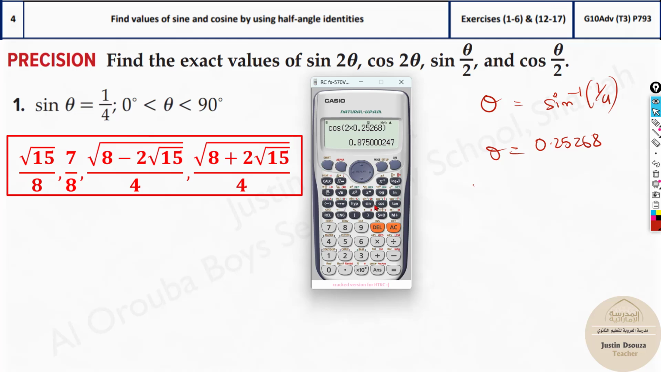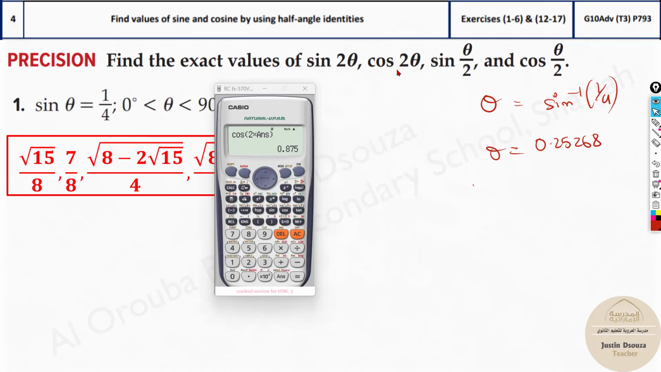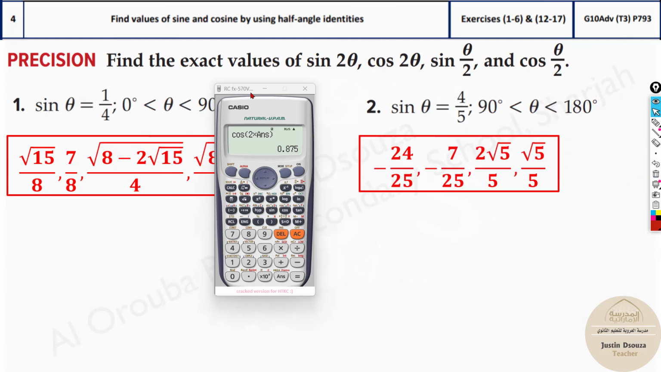But if you had found out sine inverse 0.25, the exact theta value, and now if I do cos 2 into answer, this is the exact theta value, I'm getting the exact value. Sometimes you'll get it like this, sometimes you'll get it as a decimal. Please compare the answers with the options. So for the first two, that is sine 2 theta and cos 2 theta, you can use the calculator easily, whereas for the other two, you cannot. Okay, let us try the second one as well.